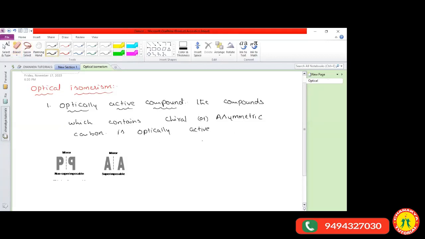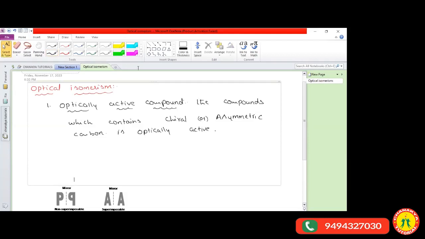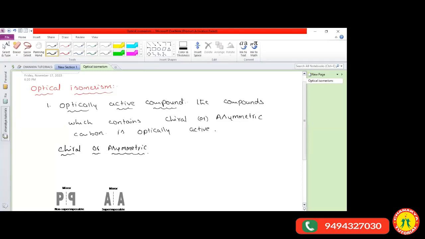Here you may get a doubt. So generally we get a doubt here. So what is meant by chiral? You wrote chiral or asymmetry. So what is meant by chiral or asymmetry? The carbon which is attached with four different atoms or groups of atoms is called a chiral carbon. That is what we call asymmetry.